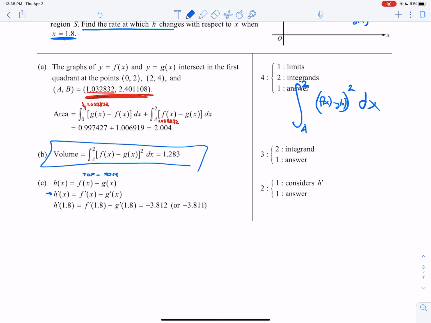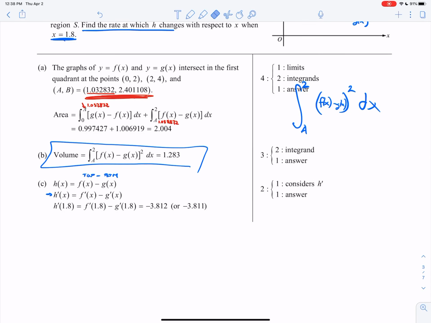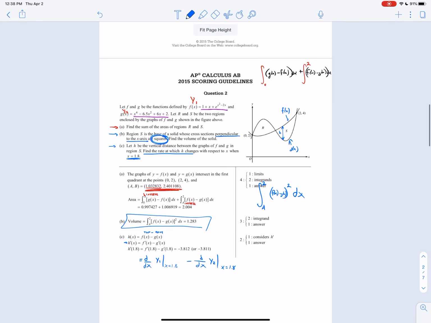This is a quick plug and chug, so I would type out y1. Whoops, hang on. I would type out math 8, d over dx of y1 evaluated at 1.8, minus math 8, d over dx of y2 evaluated at 1.8. Okay? A lot of computation, but remember you're not doing this by hand, so it's a lot easier. That's pretty much it. Very doable.